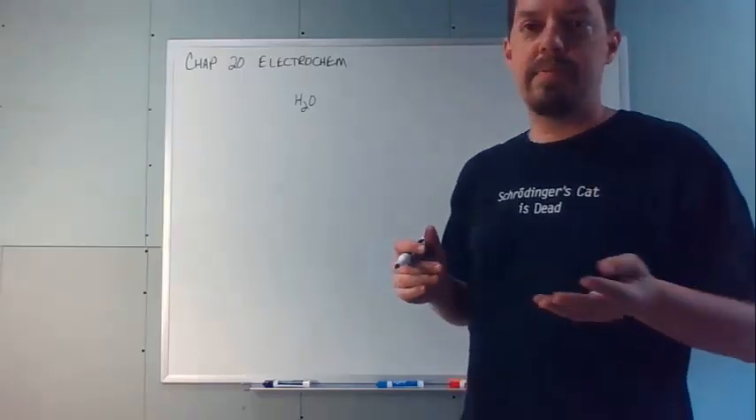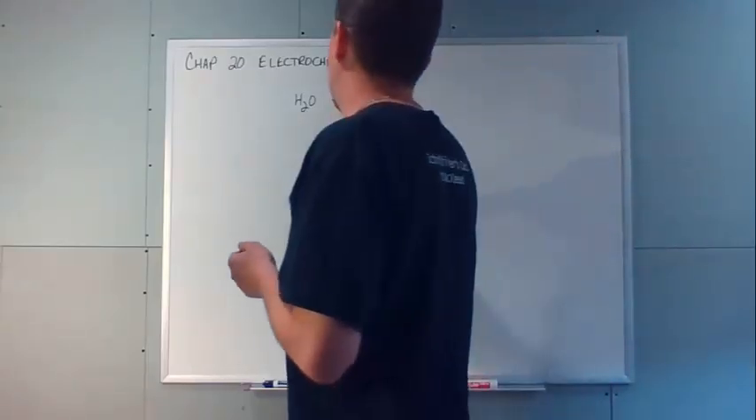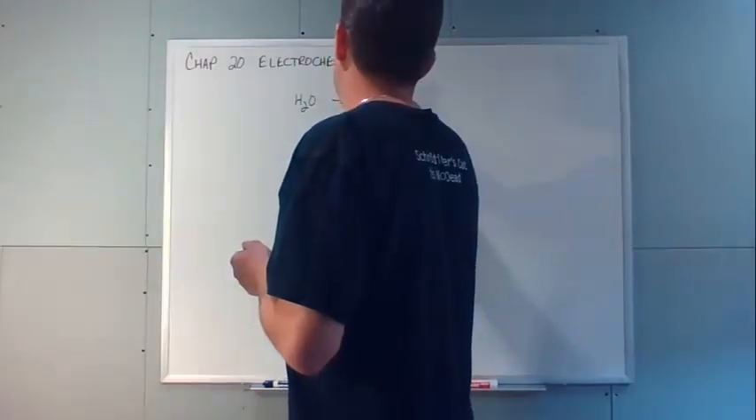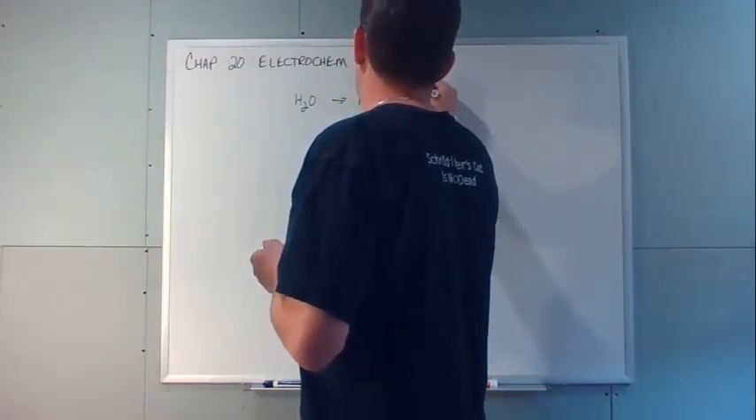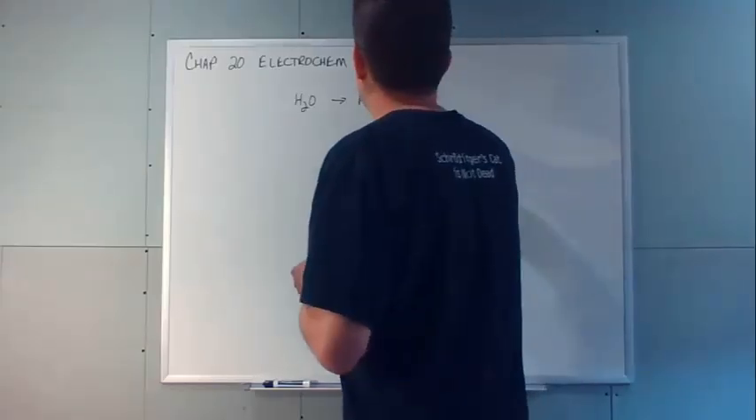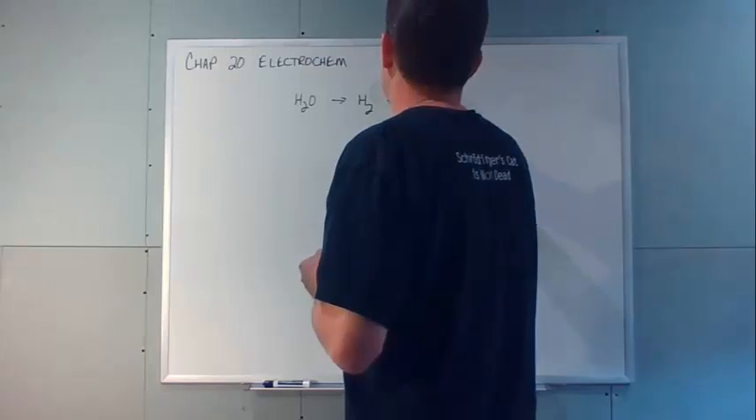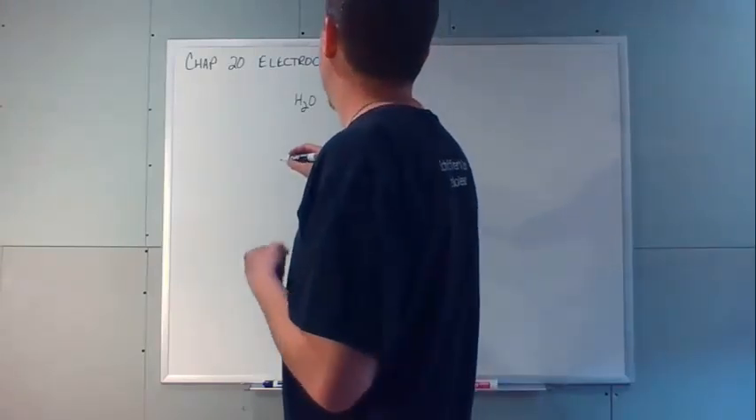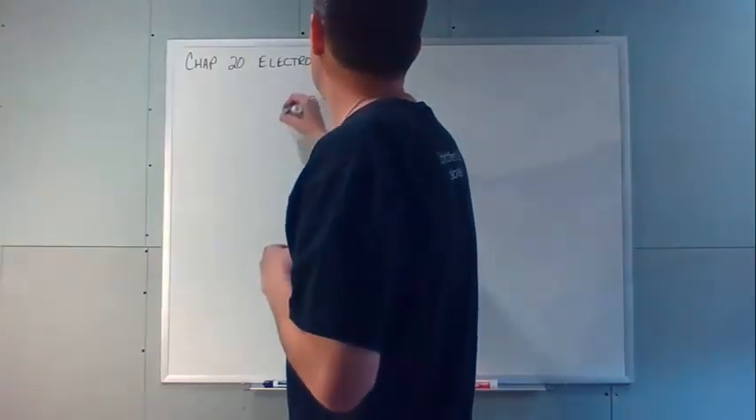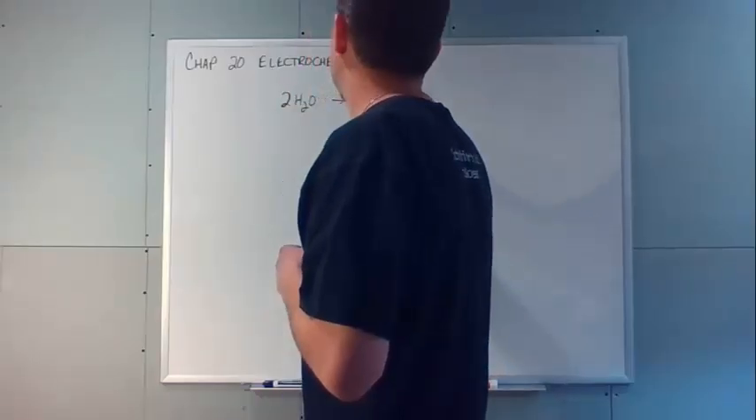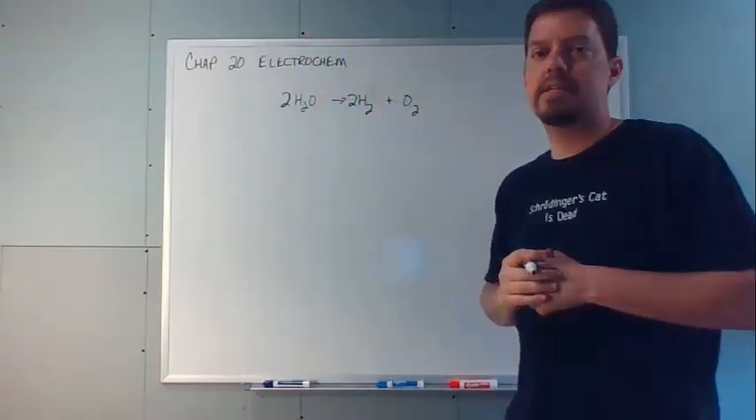One of the things that people like to do is electrolyze water so that you end up with hydrogen gas and oxygen gas, right? You're trying to pull that out of your water that's in the solution. And so you should get twice as much hydrogen as oxygen.